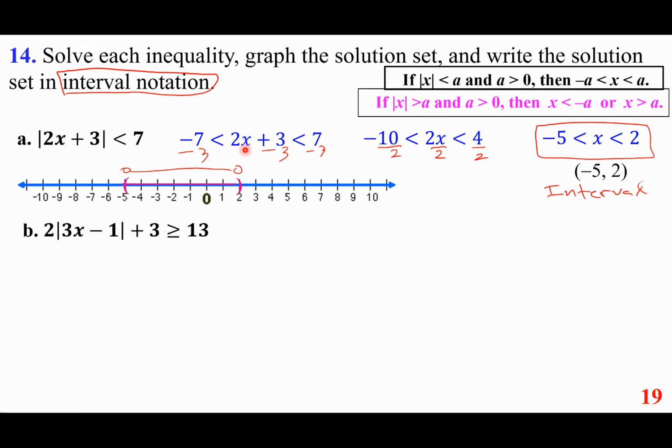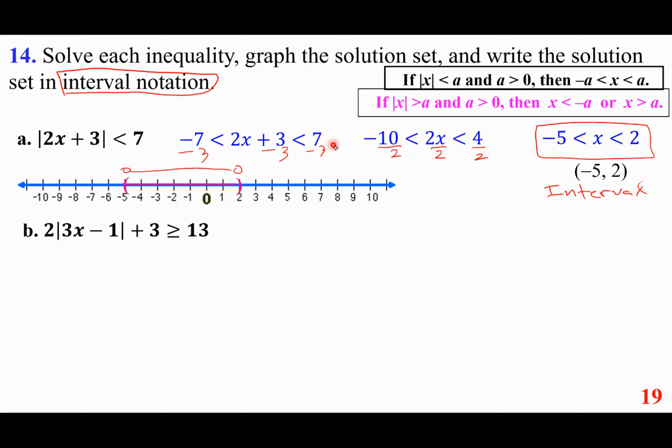Okay, -7 is less than 2x plus 3, and 2x plus 3 is less than 7. This is an and statement, whereas this one is an or statement. And means intersection, what's in common; or means union of events. So what do we do? We do exactly the same as the previous inequality and the previous equality.